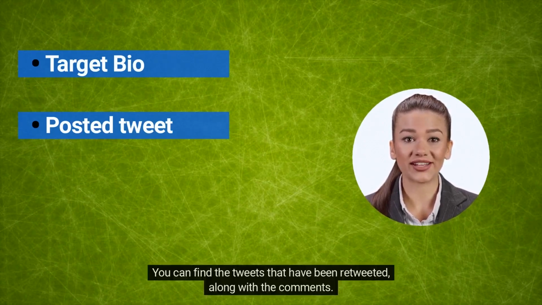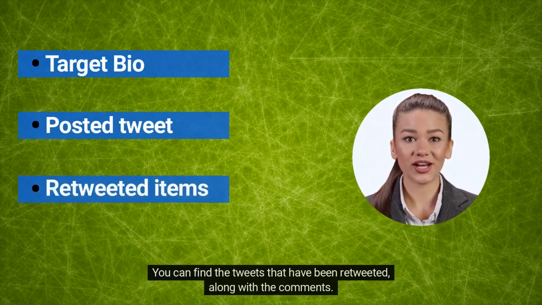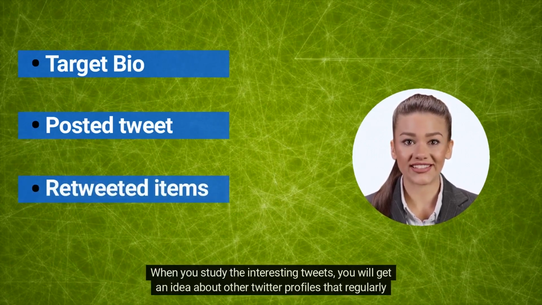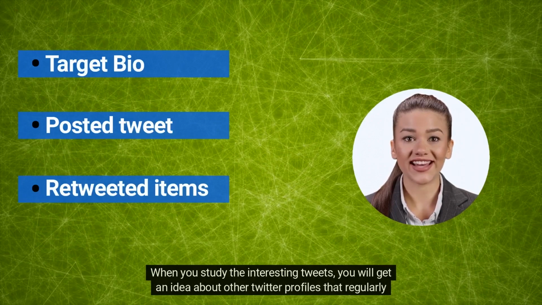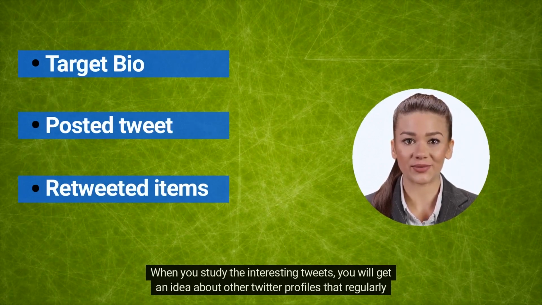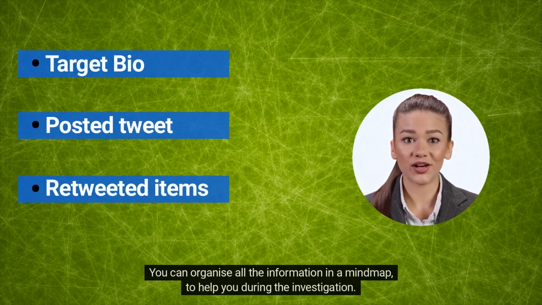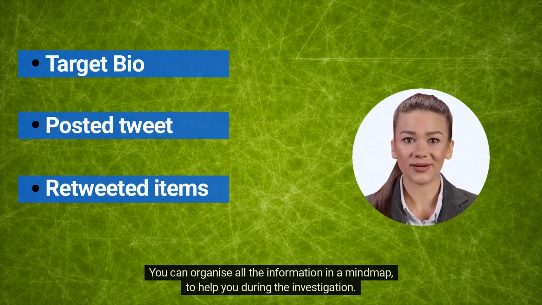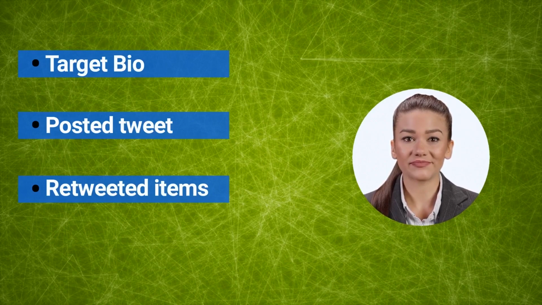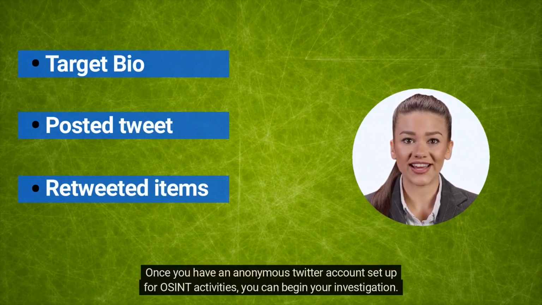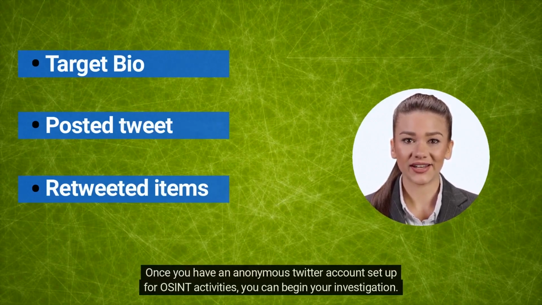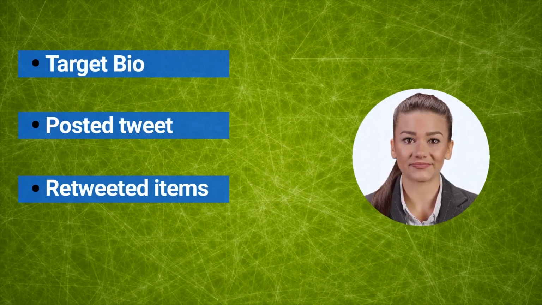You can find the tweets that have been retweeted, along with the comments. When you study the interesting tweets, you will get an idea about other Twitter profiles that regularly interact with your target. You can organize all the information in a mind map to help you during the investigation. Once you have an anonymous Twitter account set up for OSINT activities, you can begin your investigation.